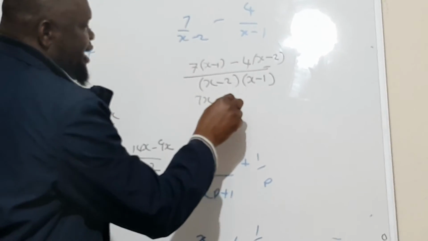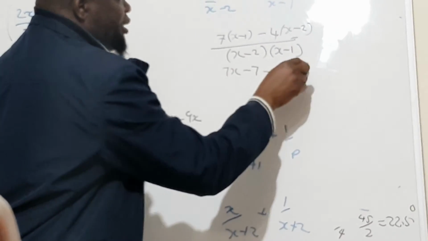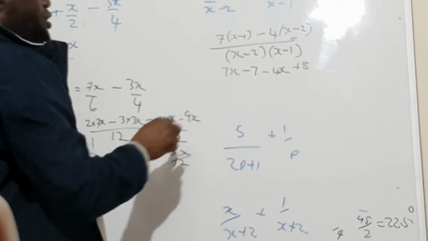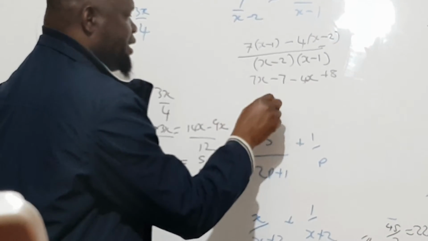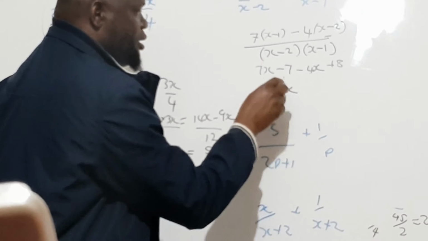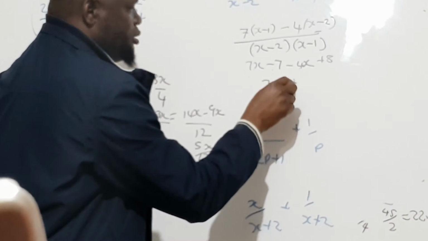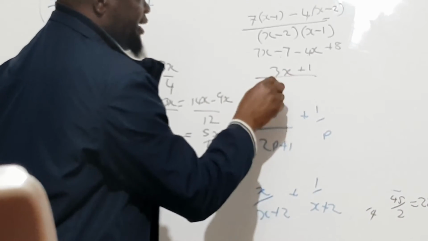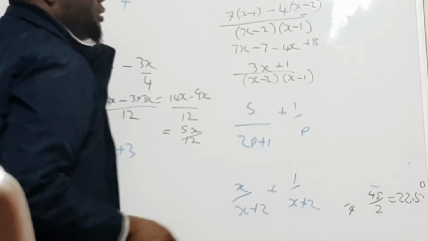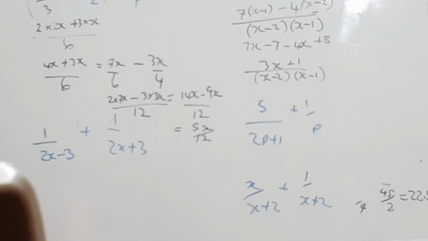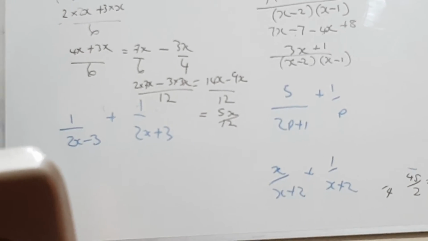Minus 4 times x is minus 4x. Minus 4 times minus 2 is plus 8. Yes? So 7x minus 4x is how much? 3x. Listen here, Mustafa. Minus 7 plus 8 is plus 1. Divide by x minus 2 into x minus 1. That's your answer. Now look at this one.